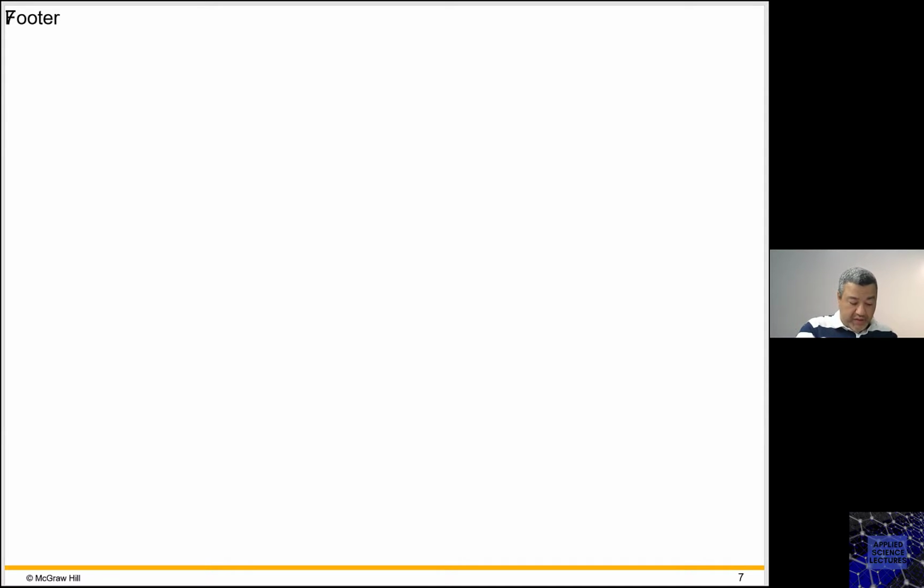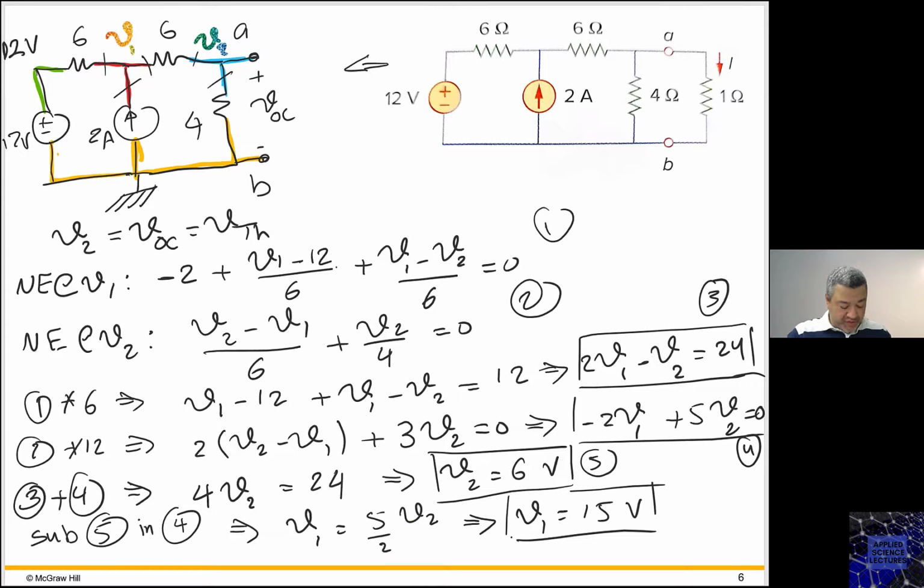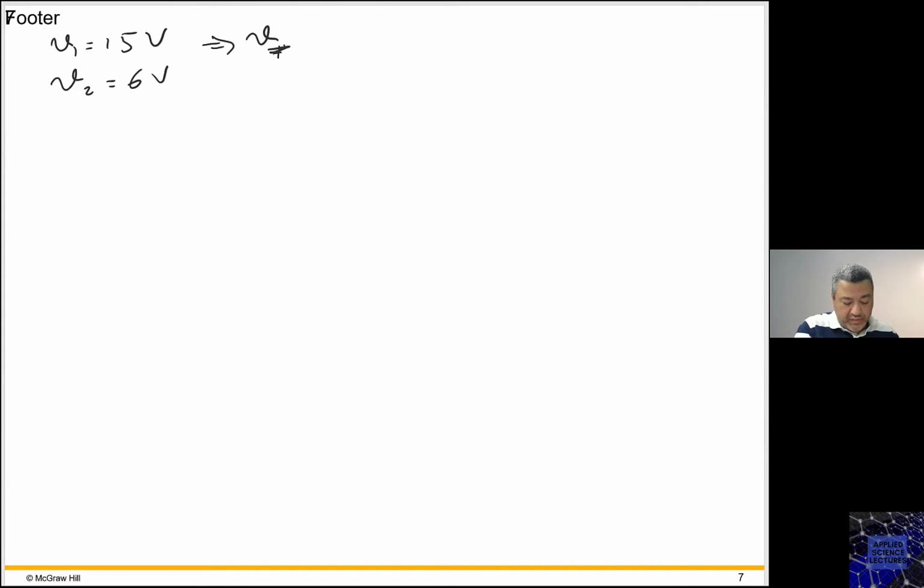So we have now V1 as 15 volt, V2 as 6 volt, right? So we need the V Thevenin, which is V2. So we know now that V Thevenin is 6 volt. We could have stopped at V2 equals 6 volt because this is what we were after. We were after the V open circuit, which is the V Thevenin.